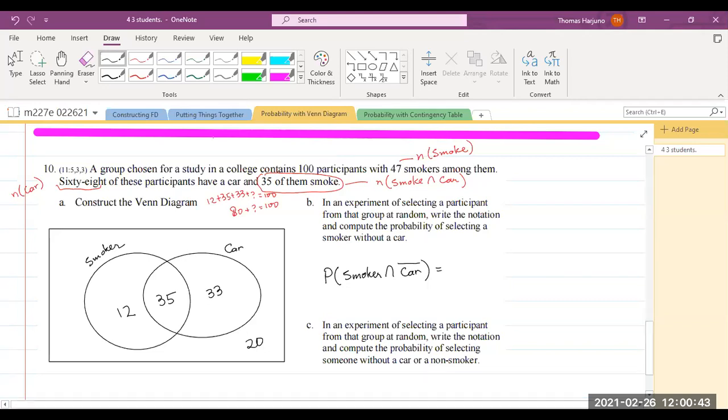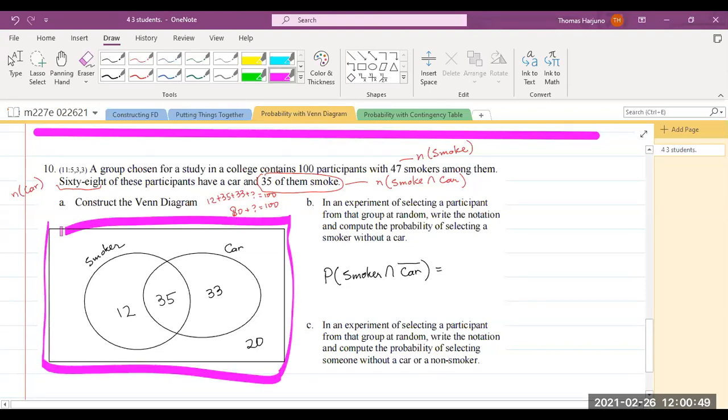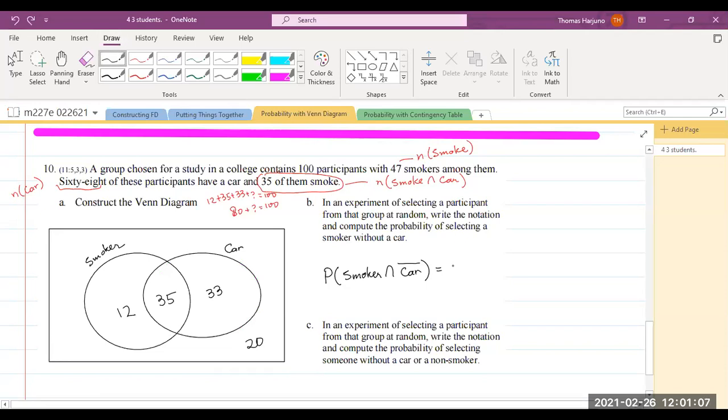So think about it: with this Venn diagram here, which part talks about a smoker without a car? This is the circle for the car. So when we say without the car, it must be everything outside, right? Outside of the car, but inside the smoker. It's this part. So there are 12 smokers without a car out of 100. I will convert that to a decimal because it is an easy decimal. Don't forget, you still need to write the notation, because I want it.